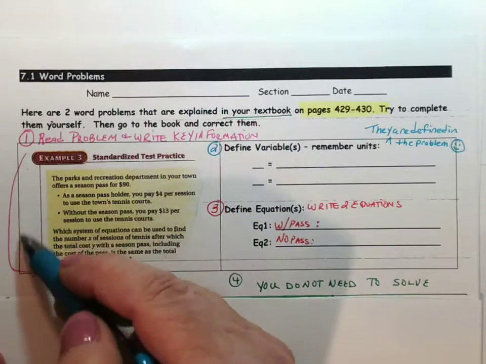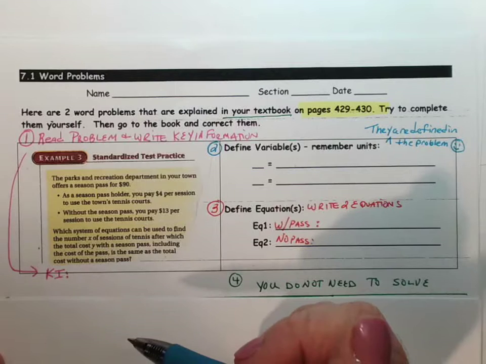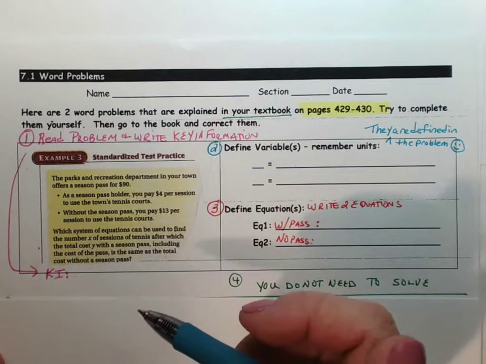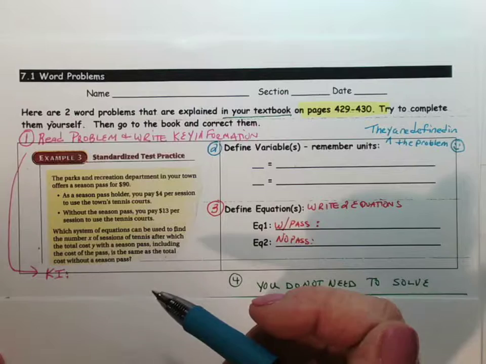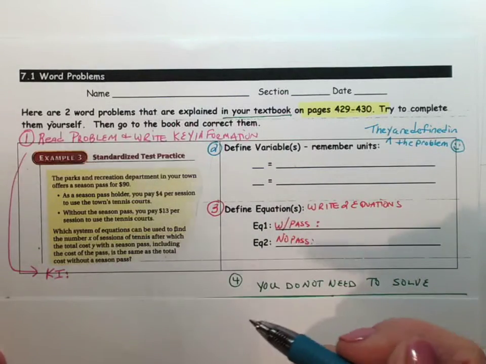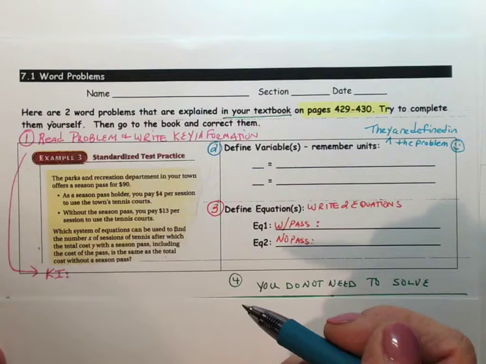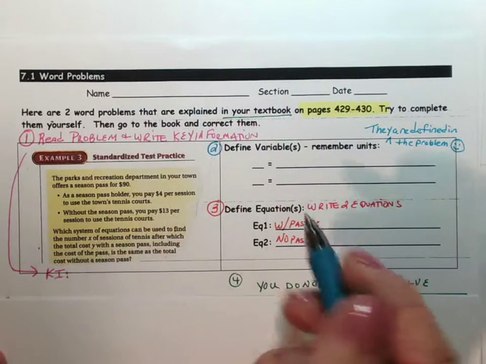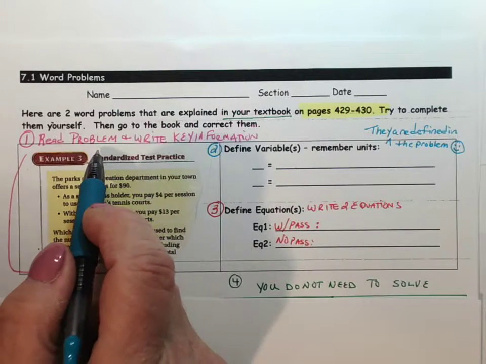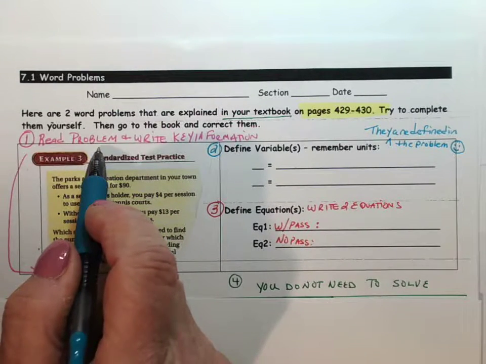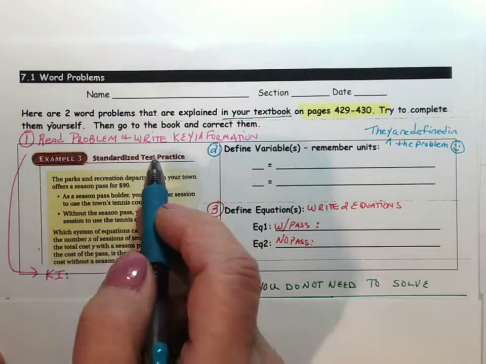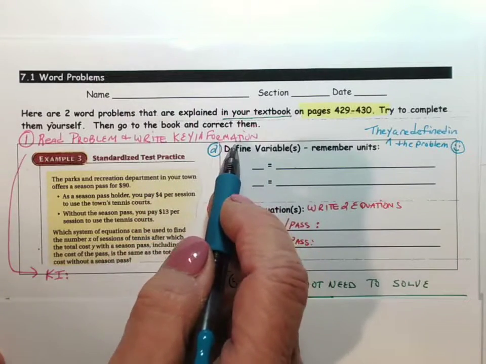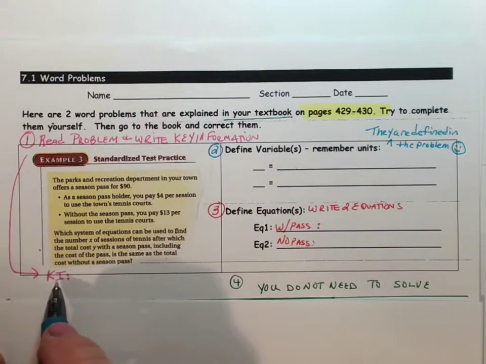and fill in the process to solving this system. Now here's an example where you're not going to have to solve the system. The steps that I want you to get used to are: 1, read the problem. I recommend that you read the problem fully 3 times so that you understand what the problem is. And then write the key information. And so down below here, I want you to write the key information.